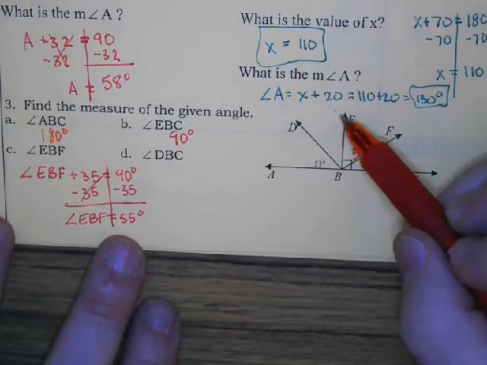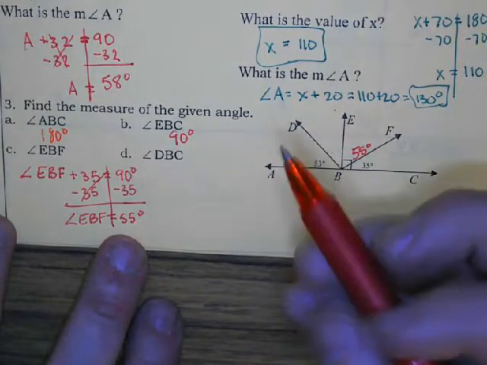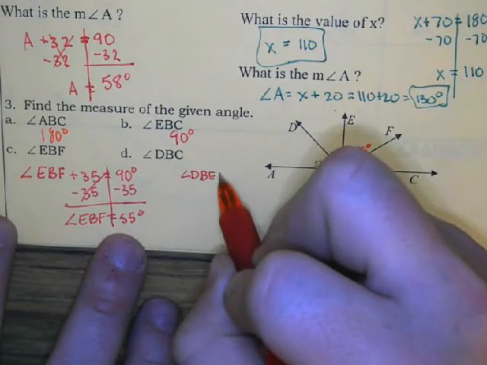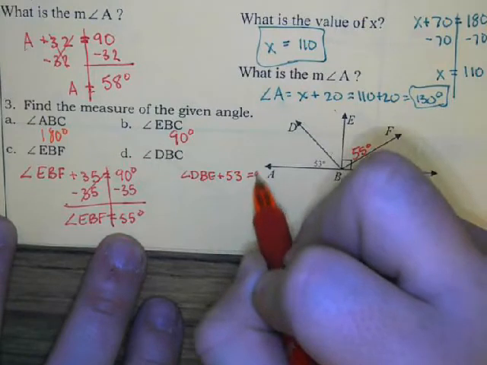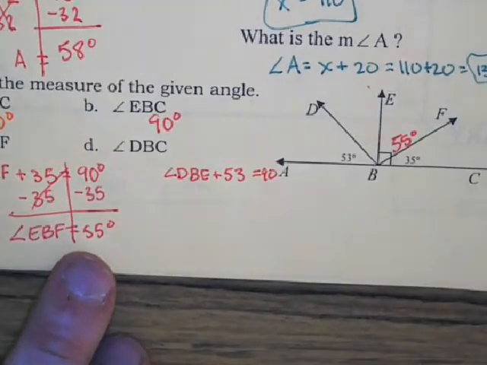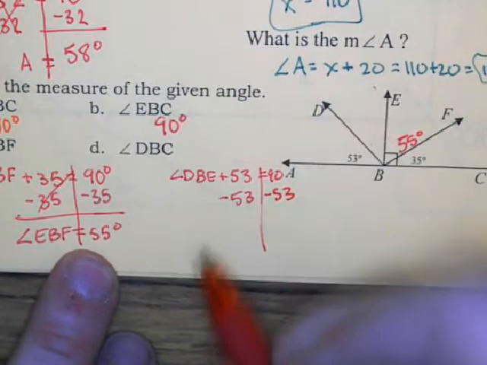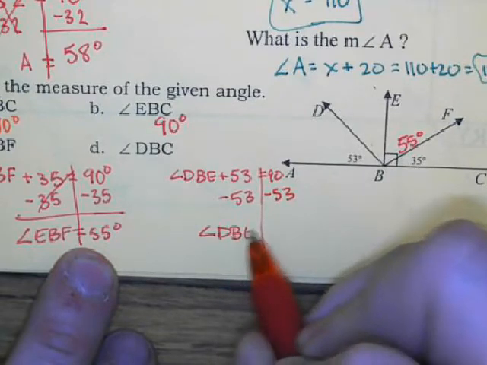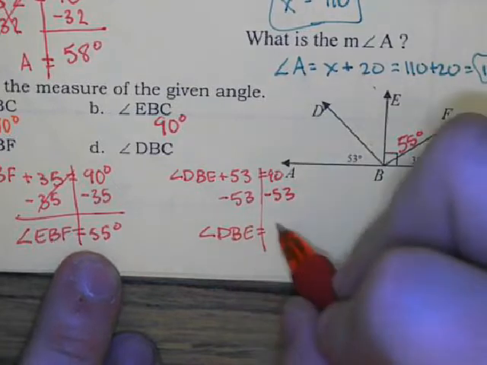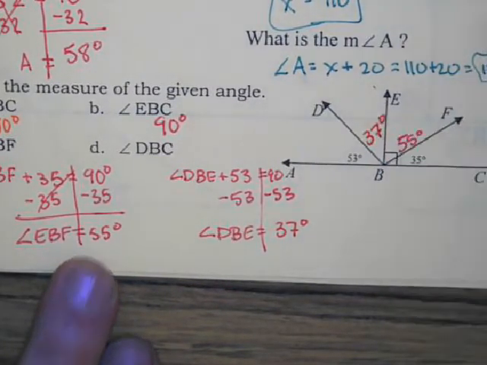So let's find angle DBE. Well, I know DBE is complementary to 53. So I'm going to say angle DBE plus 53 equals 90. Then I will subtract 53 from both sides, and we have angle DBE is equal to 90 minus 53, which is 37 degrees. So now I can fill this in with 37 degrees.